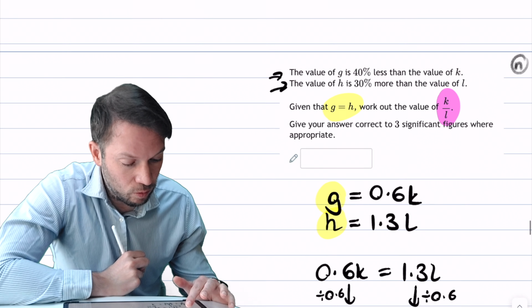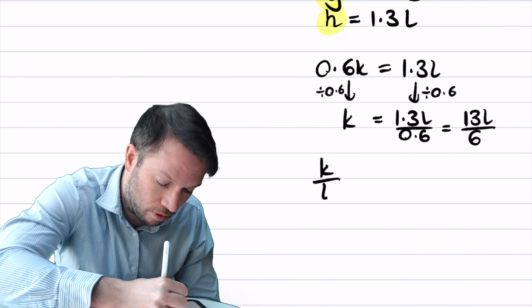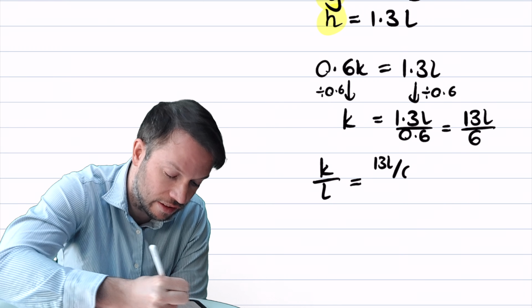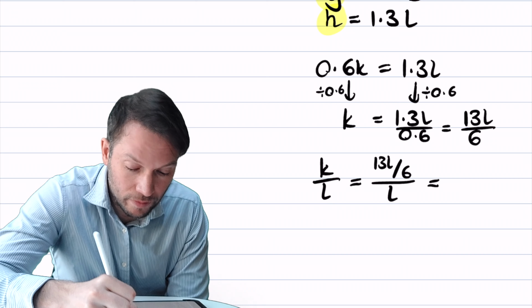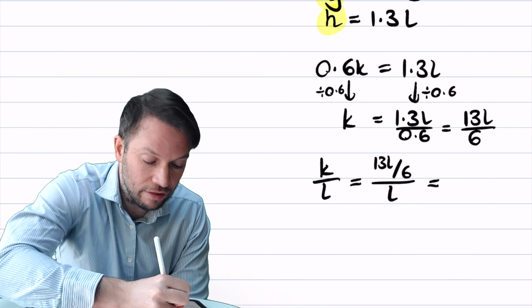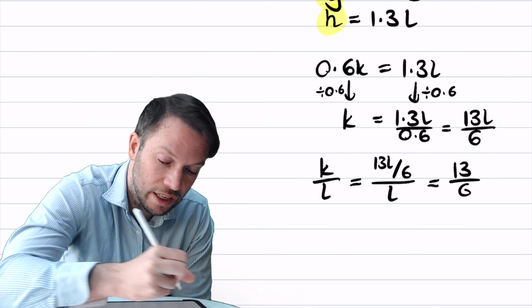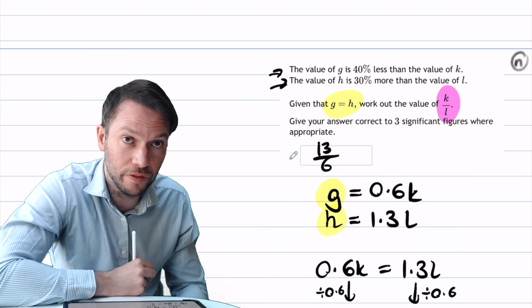Now we want to work out what is K divided by L. Well, we said that K was equal to 13L over 6, and we're dividing that by L. When we divide this by L, it just gets rid of that L there, and we're going to be left with 13 over 6. And so therefore, that is the final answer. K over L is equal to 13 over 6.